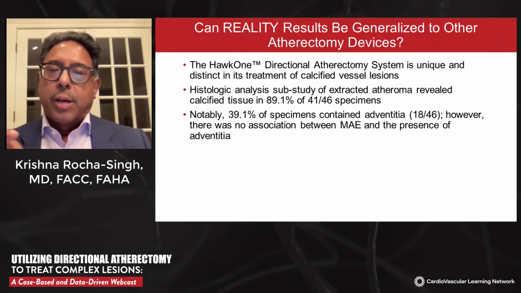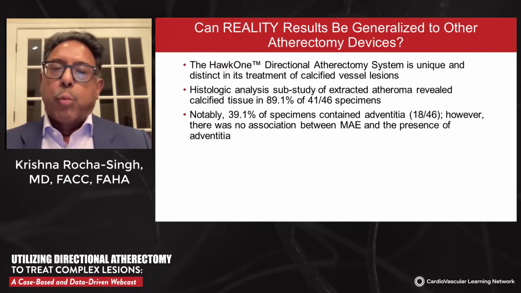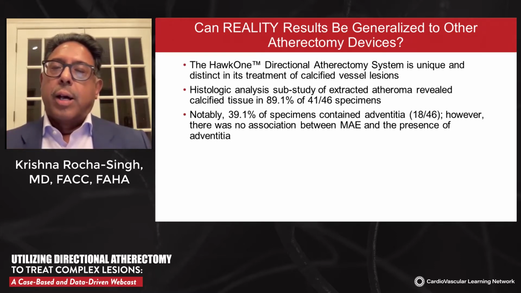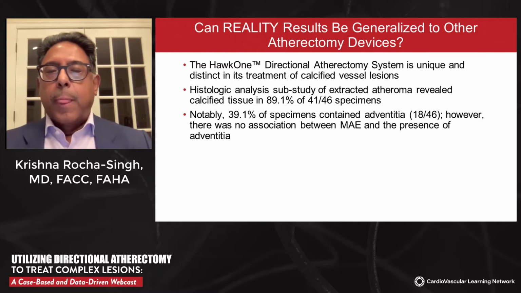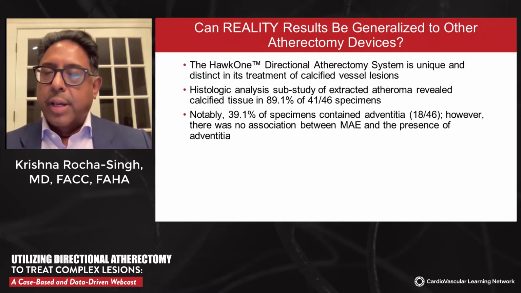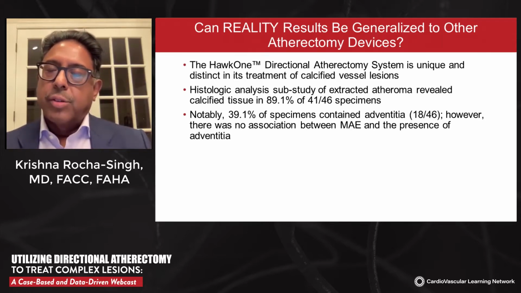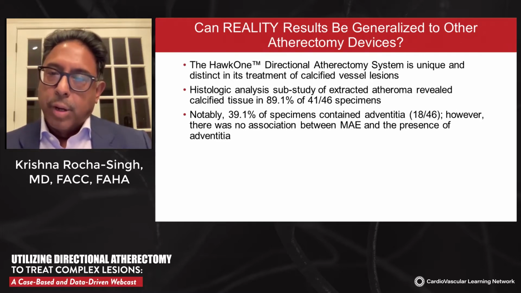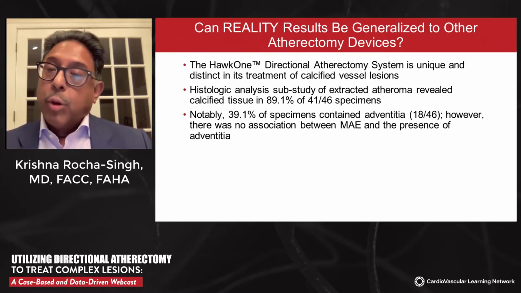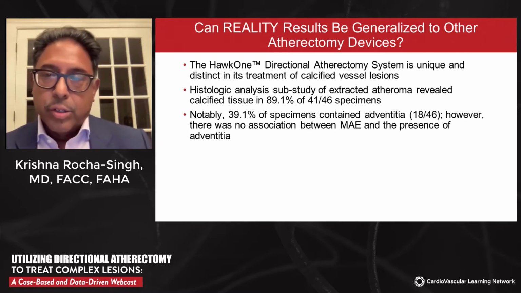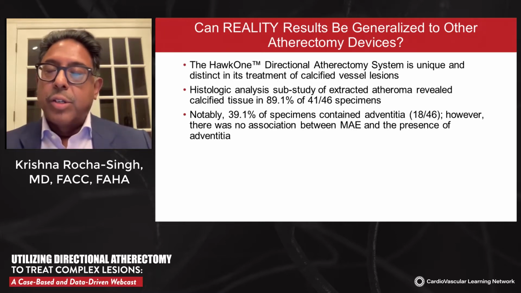And in this cohort of 46 US patients, we actually sent all atheroma that was removed and had a core lab do histology. And we noted that close to 90% of all atheroma revealed calcified tissue, which I think reflects, again, the efficiency of the device in removing what we believe to be an important barrier to paclitaxel. Notably, likewise, almost 40% of the tissue analyzed by our histology core lab contained adventitia.